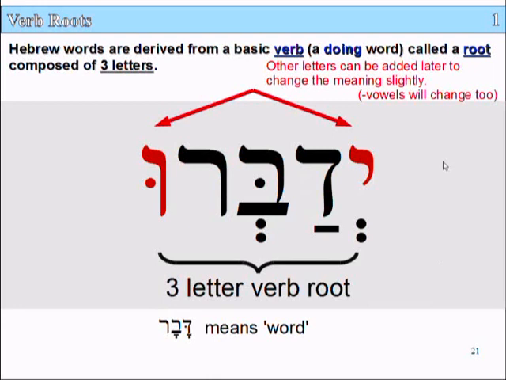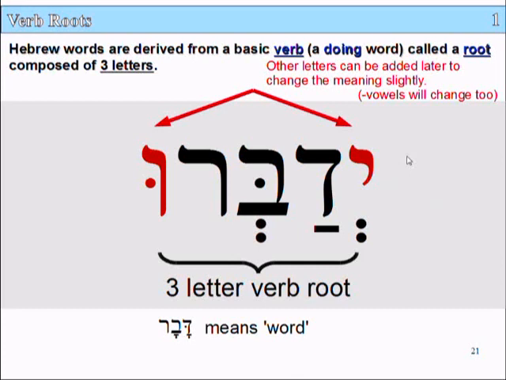Other letters can be added to the basic 3-letter verb root, and you'll see this in almost every sentence and every word. There will be letters added to the front and the back and sometimes in the middle that will change its meaning slightly, either from the past tense or future tense, or he said or she said, they said, changing the pronouns, and so forth. We see something very similar in English.